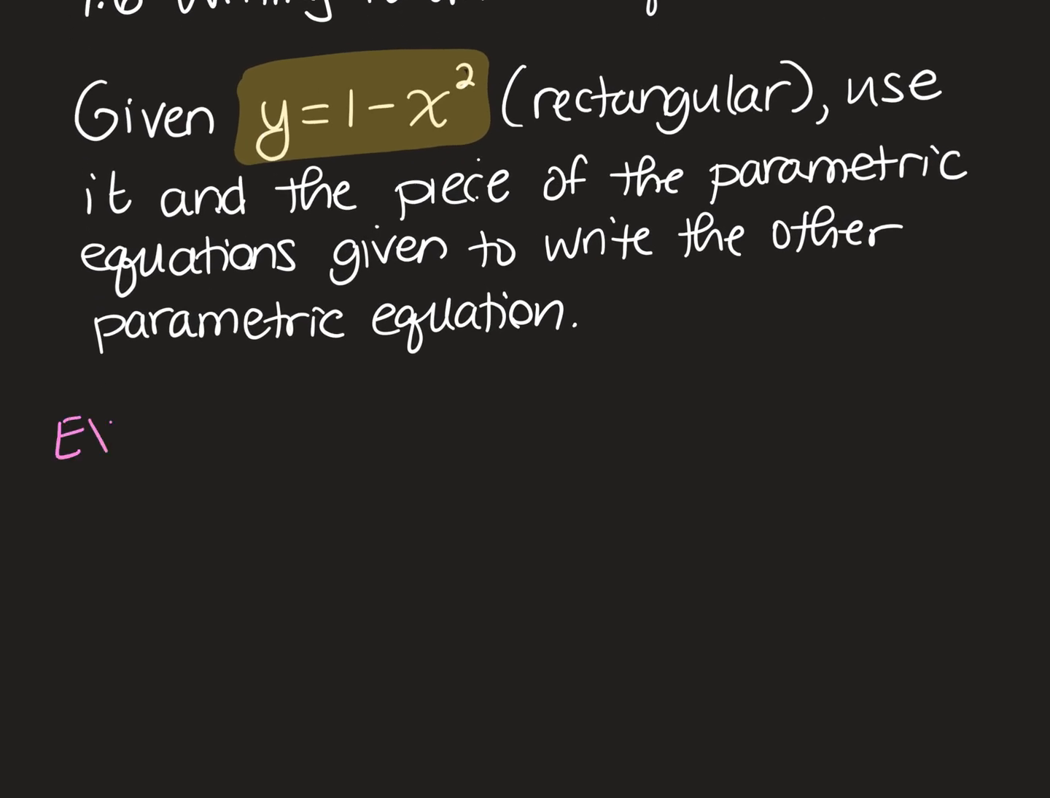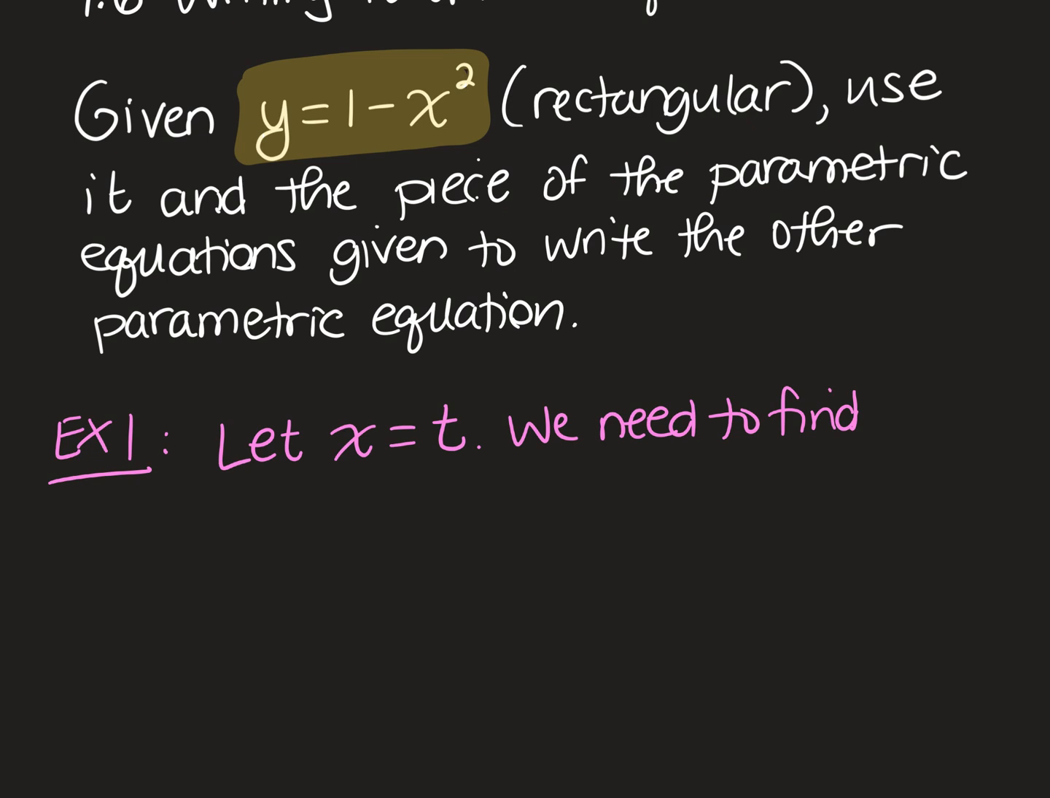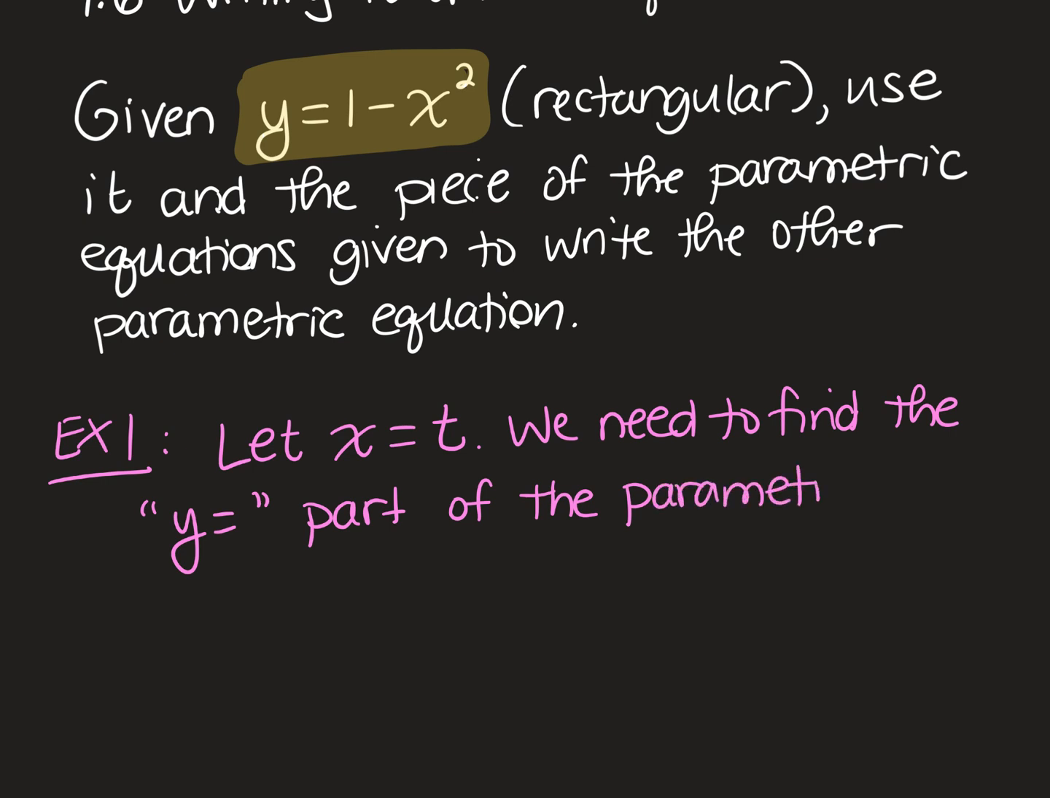All right, so what that's going to look like is this. I'm going to give you, for example, x equals t. Okay, so let x equal t. We need to find the y equals part of the parametric equations. So we know what x is, but we need to know what y is also, because all parametric equations have to be in a pair. It has to be one of them that says x equals something with t in it and y equals something with t in it. So we've got to find both parts.